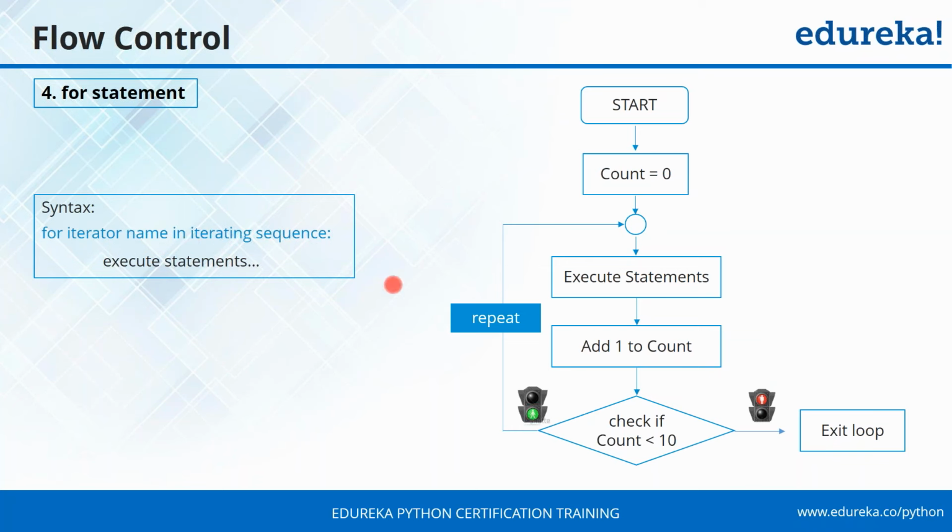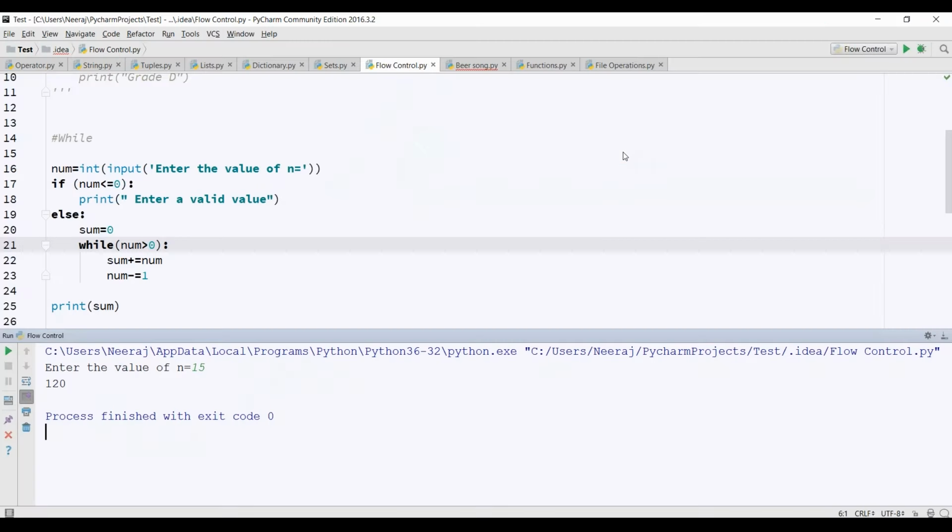So are you clear with this? One thing to be kept in mind here is that you do not need to increment the value of the incrementer. It automatically gets incremented by 1 every time the statements get executed. Okay, now coming to the execution of the for statement.